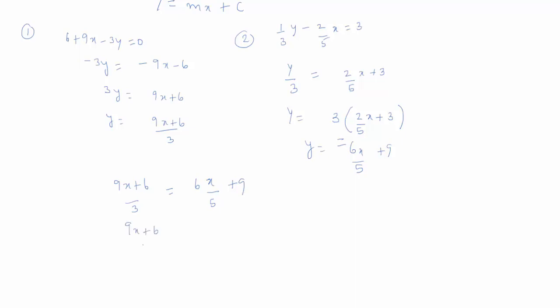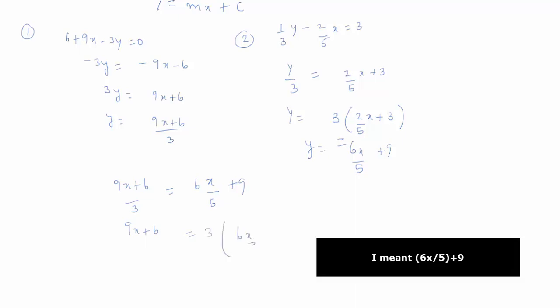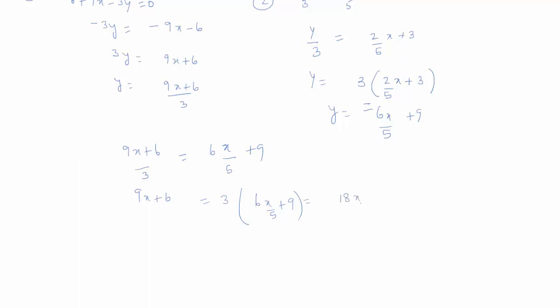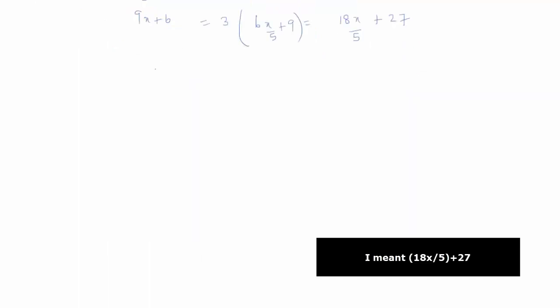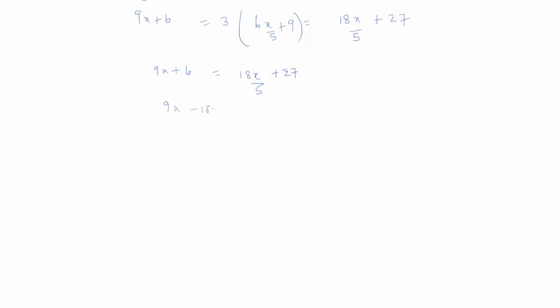So 9x plus 6 equals 3 times (6x upon 5 plus 9), which is the same as 18x upon 5 plus 27. I can write this further as 9x minus 18x upon 5 equals 27 minus 6. Taking the LCM on the left hand side, which is 5, it will be 45x minus 18x upon 5 equals 21, so 27x upon 5 equals 21, or x equals 21 times 5 divided by 27, which is the same as 105 upon 27, or 35 upon 9. So that's the value of x.